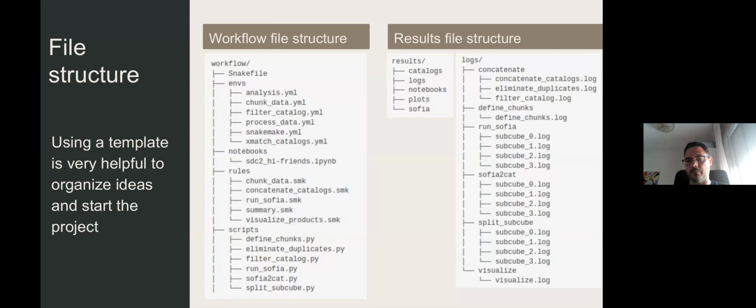And also the file structure for the results. In this case, we were dividing the results into catalogs, logs, notebooks, plots, and the interim products. And as you can see, for example, the logs also have a very well-defined structure with directories for each rule, and then for each job execution. So it's very easy to find the log corresponding to exactly the step that you are interested in. So I think this is also a good benefit of using management systems like this, that you can have the structure, or if not, you can define it very, very easily.